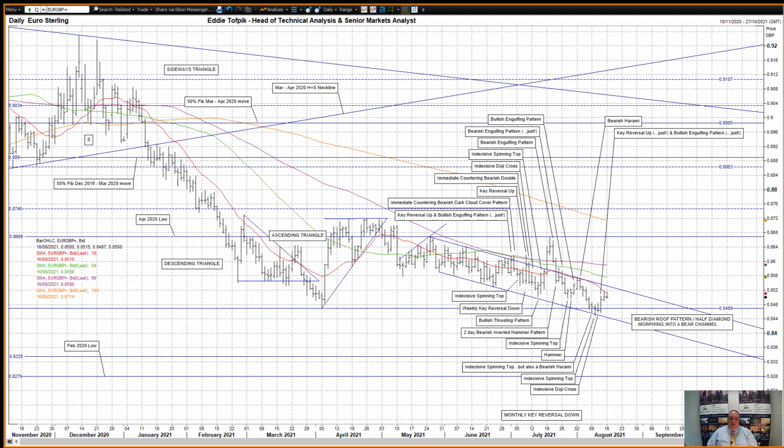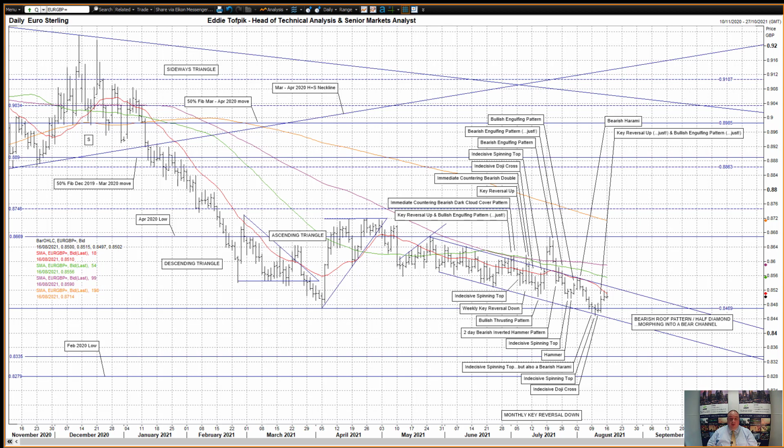Euro sterling. A second bullish white soldier on Friday and a suitable follow-on higher to the previous session's combined key reversal up and bullish engulfing pattern. The move up was surprisingly halted by the declining short moving average, currently 85.11. Even so, the market is still within the key bearish driving force of this market, the May to date based bear channel, currently 84.44 to 85.32.